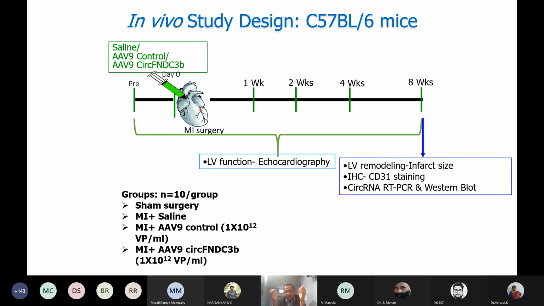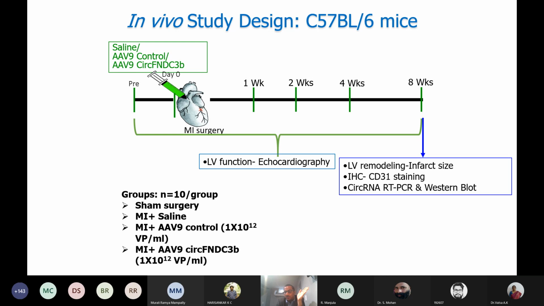So AAV, I would like to introduce AAV. AAV is the adeno-associated virus 9. We packaged our overexpression plasmids into adeno-associated virus. Adeno-associated virus has more tropism for the heart, especially serotype 9. Since it is already tested in clinical trials, there are a lot of clinical trials going on with AAV9.